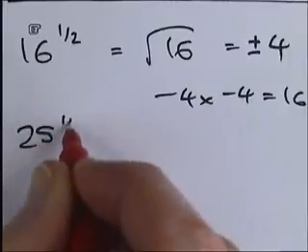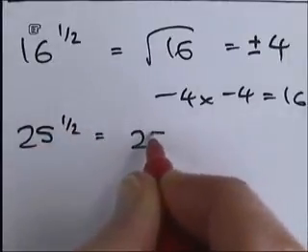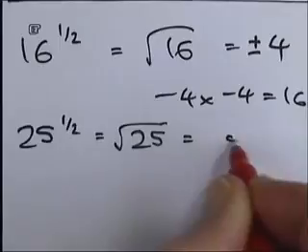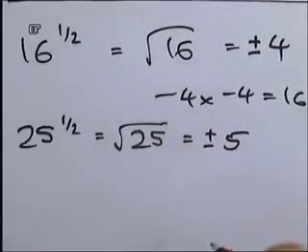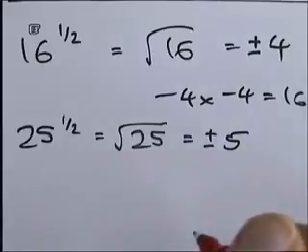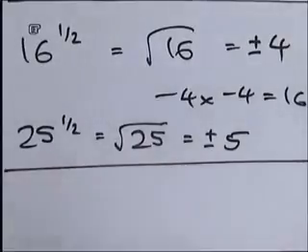So if you had 25 to the power of a half, that's the same as square root of 25, which is 5. But it could be plus 5 or minus 5. So the power of a half means a square root.